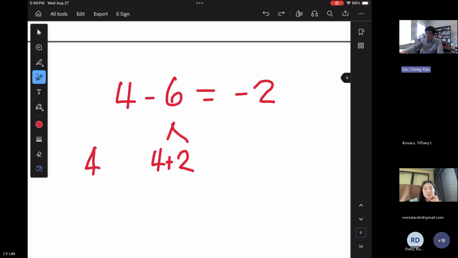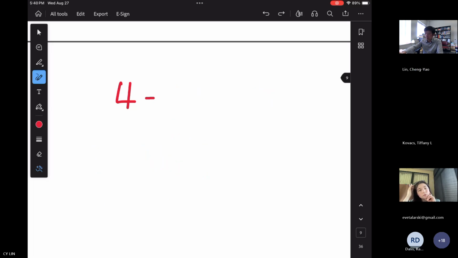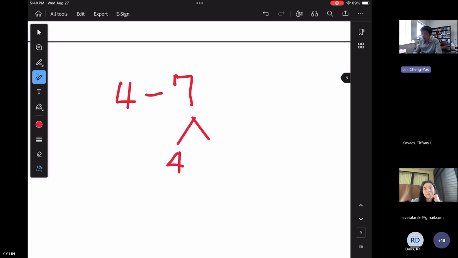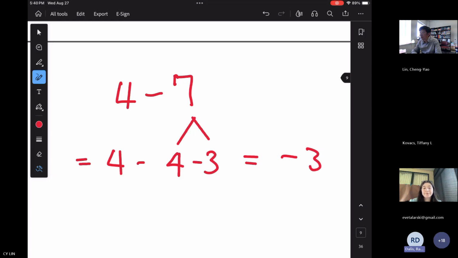Can we do another problem? You can decompose. Can you take a minute? And you want to decompose this? And 7 decomposes into 4 and what? 3. So therefore, negative 3. Is that right? Yes. Okay, I got you. Now this is yes.